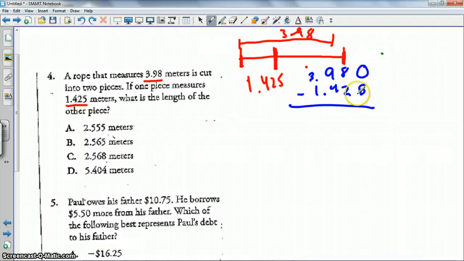We can't subtract 5 from 0, so we have to regroup. We make that a 10, make that a 7. 10 minus 5 is 5. 7 minus 2 is also 5. 9 minus 4, also 5. 3 minus 1 is 2. So 2 and 555 thousandths would be A.